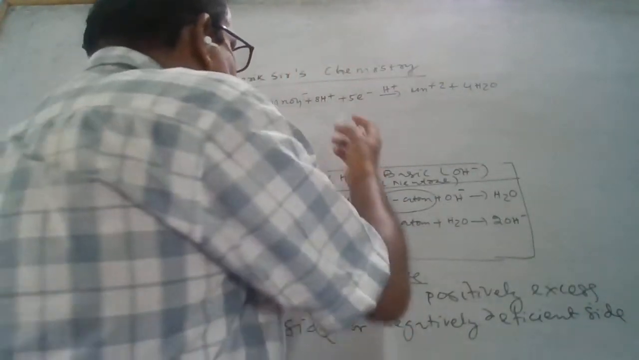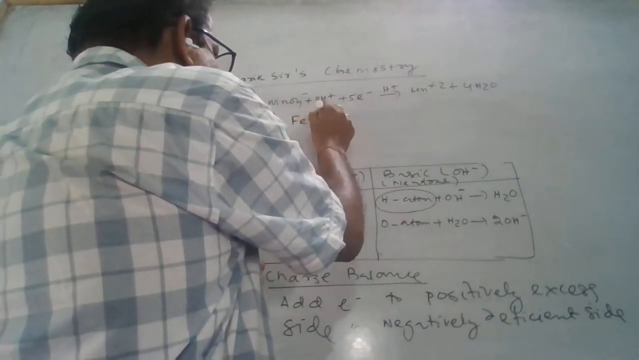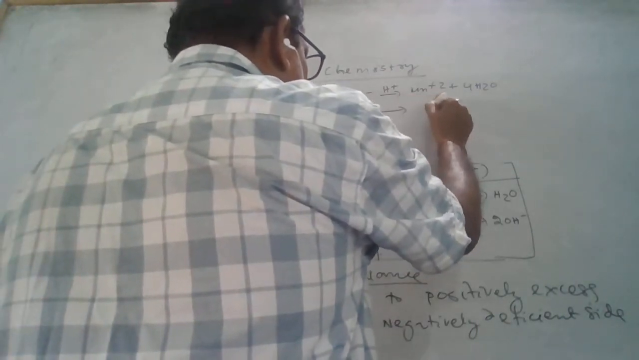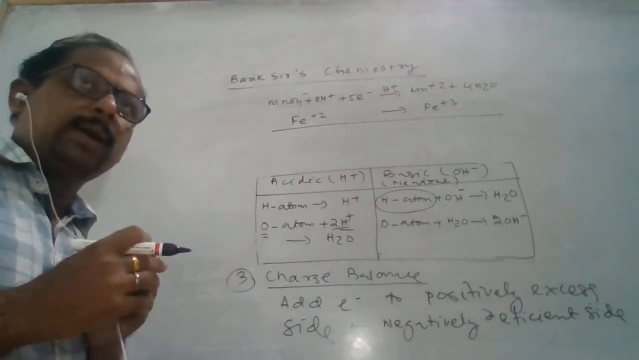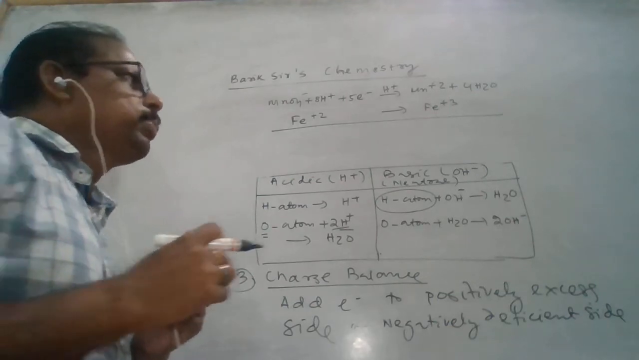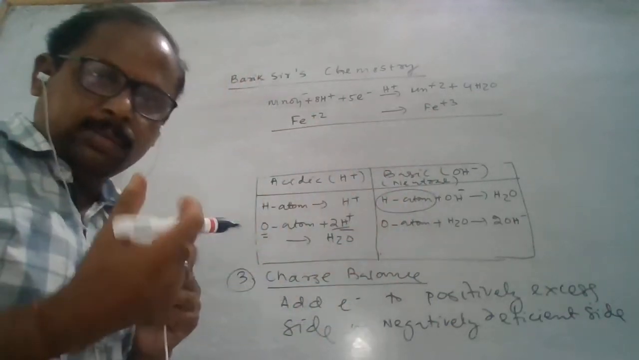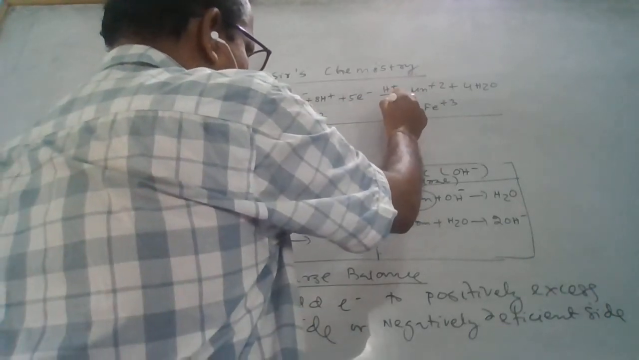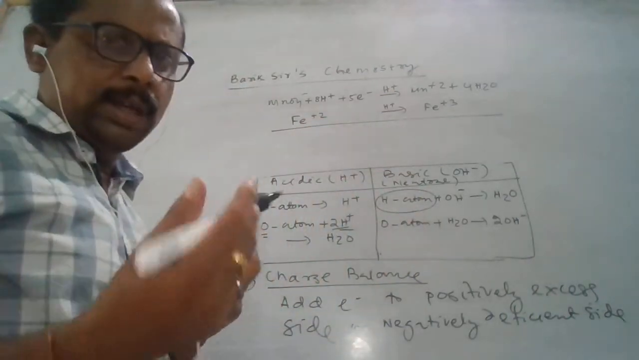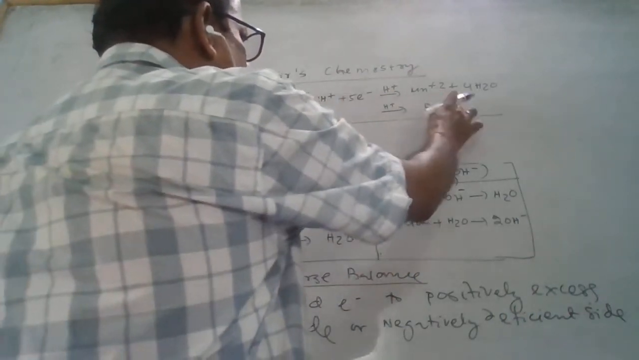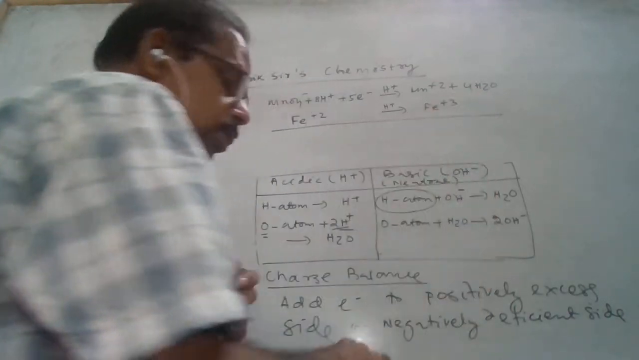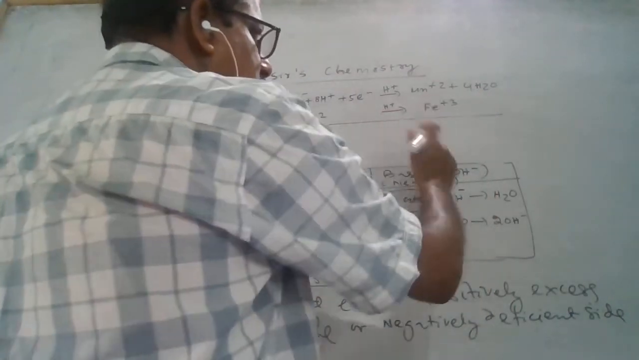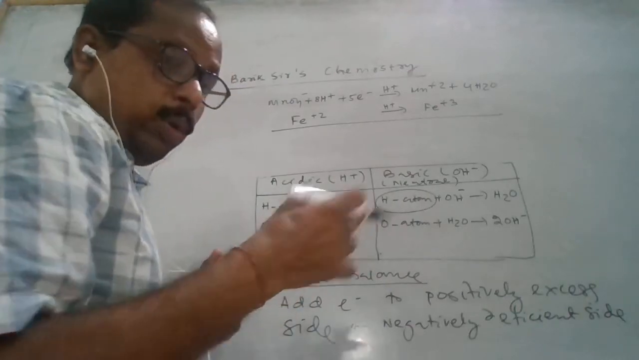What I have explained earlier, we have taken the other half reaction, Fe plus 2 and on the other side Fe plus 3. I have taken that example. With Fe plus 2 and Fe plus 3, only Fe is there, the atom is balanced, only charge balance will be needed. It may be acidic medium, but there is no oxygen and hydrogen, nothing to balance here. So plus 2 and plus 3, we have to add electron to the positive excess side. Here the positive excess side is plus 3 and the other is plus 2. Only one electron, one negative charge will be added.